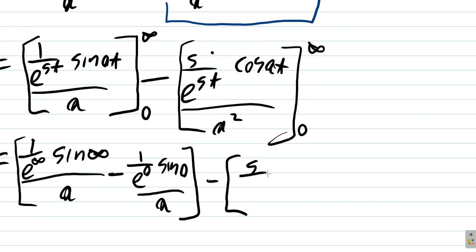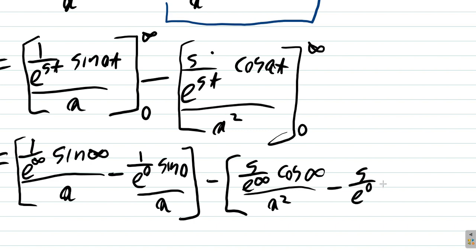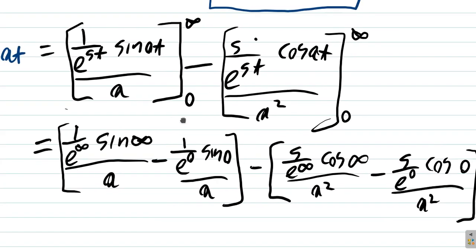We have s over e to the s times infinity, let's call it e to the infinity, cosine of a times infinity, which is infinity, over a squared, minus, now let's put in the 0 boundary, s over e to the 0, cos 0 over a squared. Now what do these things give us?